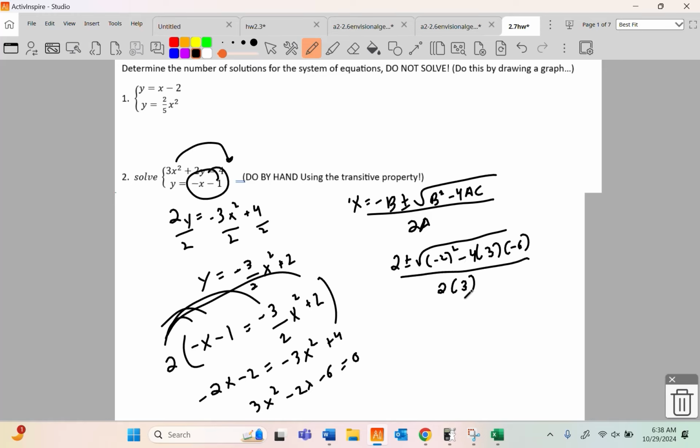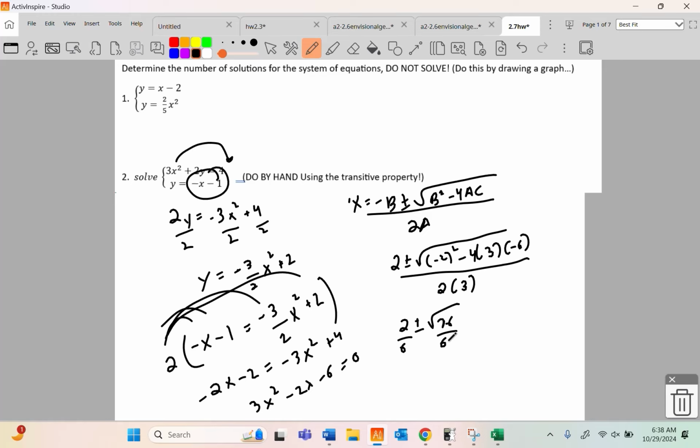So what's inside here? We have 4 times 3, which is 12, times 6, which is 72. Negative times negative is a positive, and then we have 4. And 4 plus 72 is 76. So 2 plus or minus root 76, both pieces over 6. I like to break it apart.